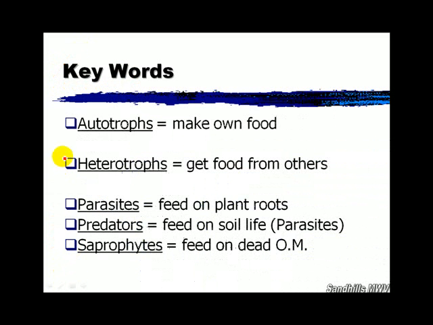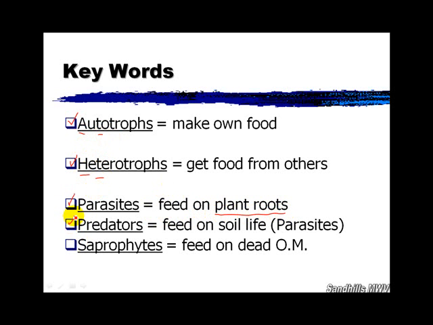Some more keywords. Autotrophic means makes its own food. Heterotrophic means gets food from others. So plants would be autotrophs. Some fungi would be heterotrophs. Some bacteria could be autotrophs. Some bacteria are heterotrophs. A parasite feeds on plants or animals in a detrimental way.